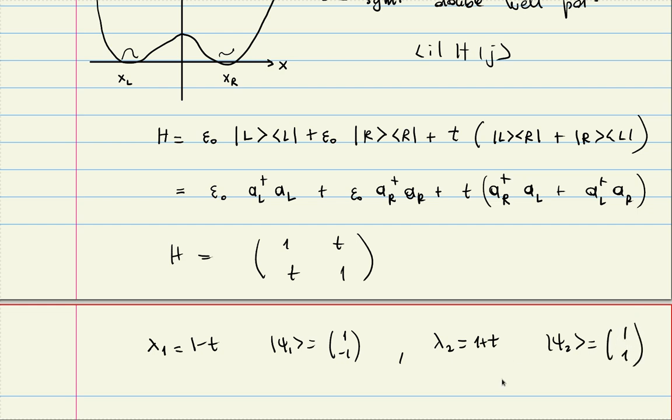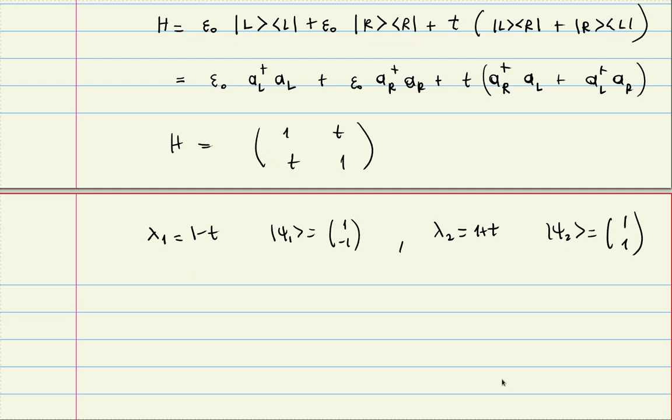And which one is the ground state? Which one is the lower energy in this case? 1 minus t, right? It seems like, but here we didn't decide the sign of t. Now we have to. So we are adults and we have to sit down and agree on the sign of t. Determine the sign of t.